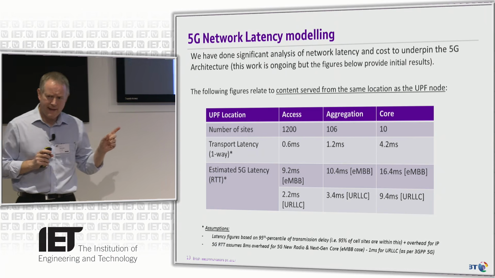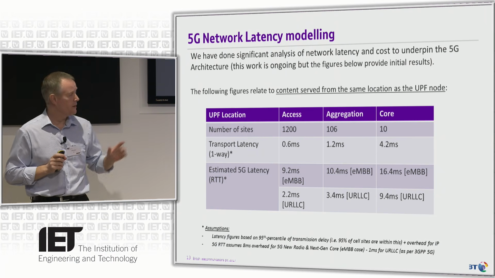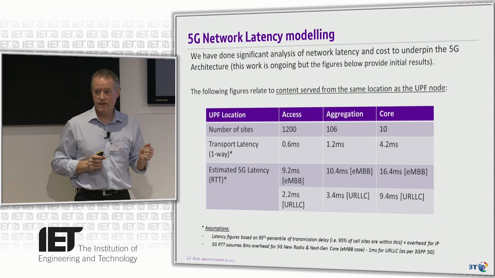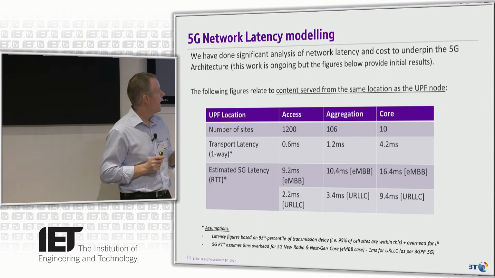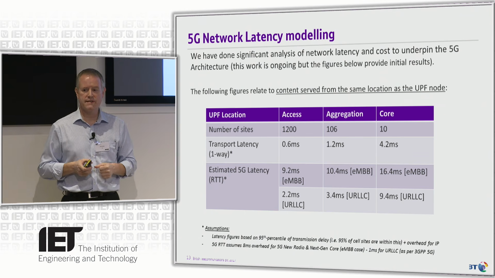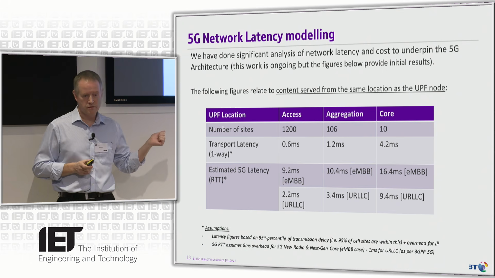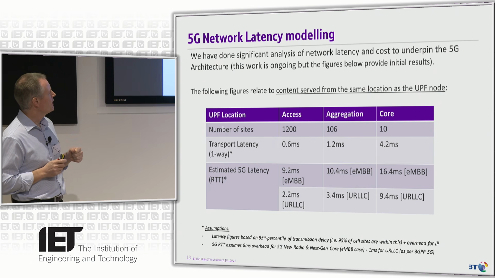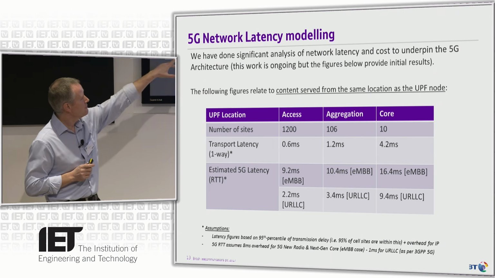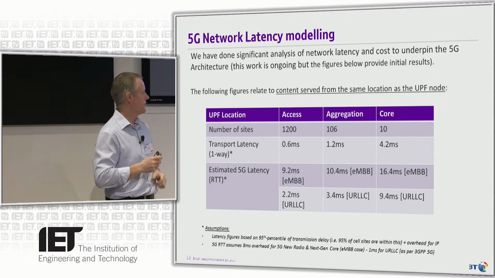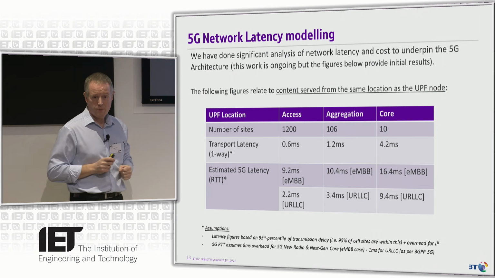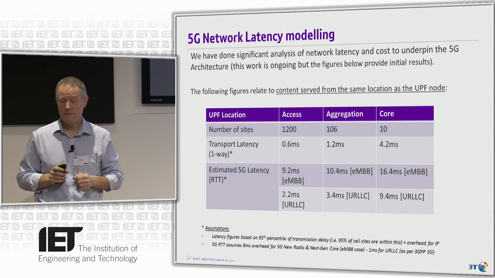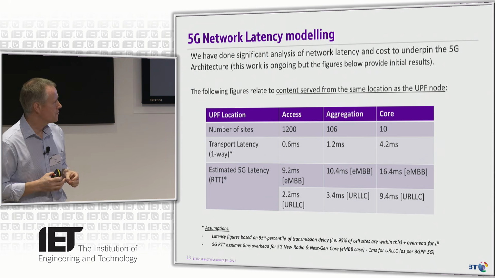So taking that kind of model and looking at latency figures. Now, this is illustrative. This is based on an analysis of 8,000 sites on our network. We're doing more and more work to increase the number of samples we have here, which may change some of these figures. We've increased it to 16,000 at the moment. But just to give you a feel, about 12,000 sites, about 100 and about 10 at the different tiers of the network. The one-way transport latency, 0.6, 1.2 and 4.2 milliseconds. And again, we're doing various things to optimize that and change that.